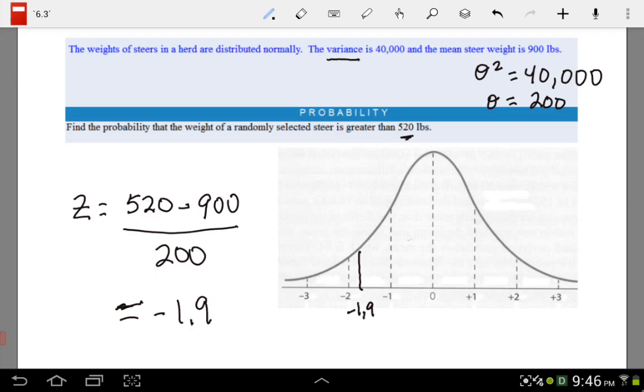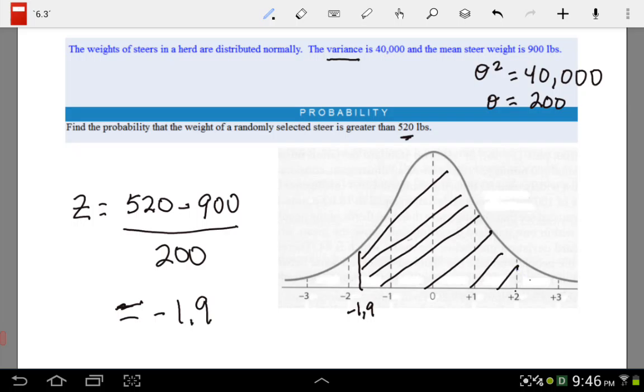Okay, now we're looking for the probability that the weight is greater than 520 pounds. Of course, greater than would be on this side. It's real similar to that last problem now. So we're looking for the area that's under this curve. So there again, I'm going to look up in my standard normal table, probably a negative z to infinity table, for a z-score of negative 1.9 to find out what this area is, and that area represents that probability.